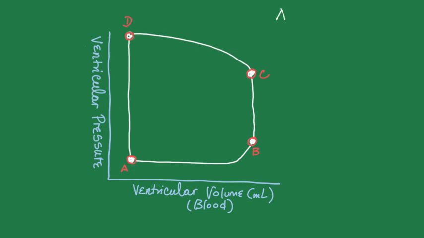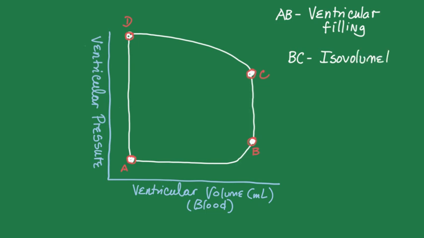Between A and B is when the ventricles are filling up with blood, because at B, the AV valves close. The ventricular filling is complete. So from A to B represents ventricular filling. The second stage is B to C. At B, the ventricles are increasing in pressure, but all valves are closed and no blood is flowing anywhere. So the stage between B to C is called isovolumetric contraction.